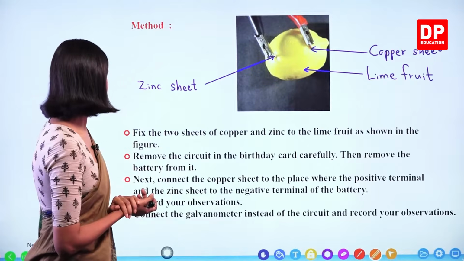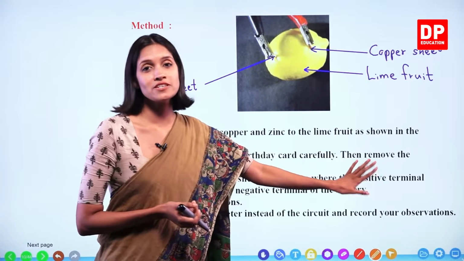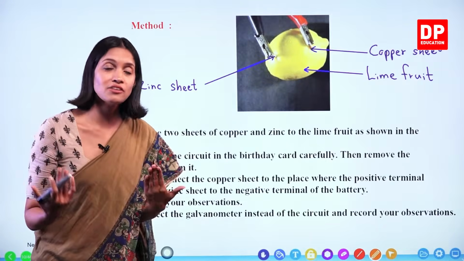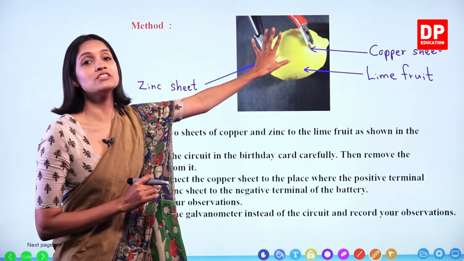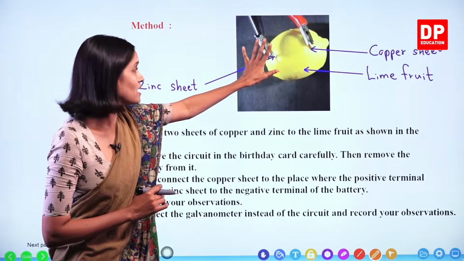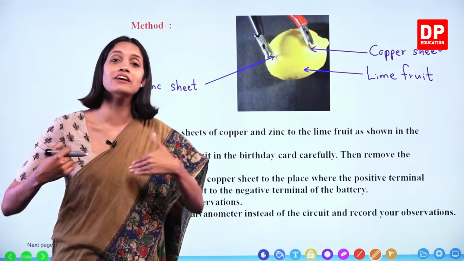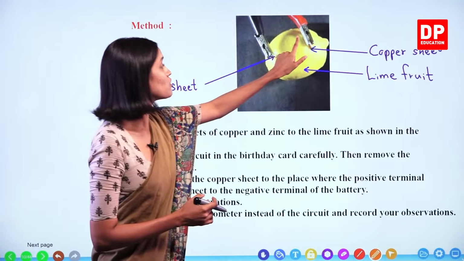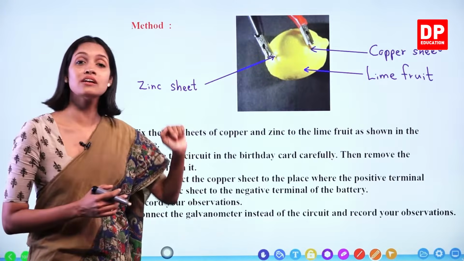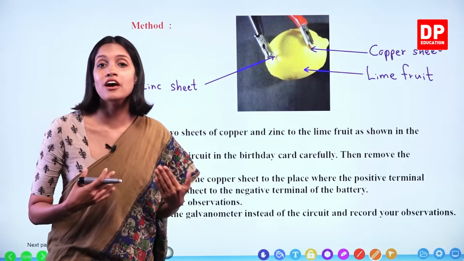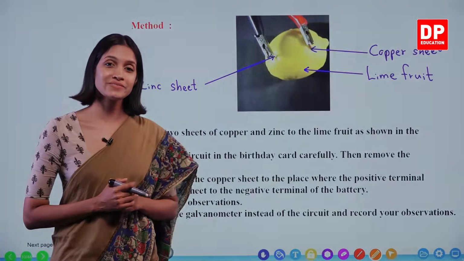Record your observations. Then connect the galvanometer instead of the circuit and record your observations. Then you have to remove the circuit from this setup and connect the galvanometer to this one. When you connect the galvanometer, you have to make sure the galvanometer also has two sides, positive and negative terminals. We must connect the copper sheet to the positive terminal of the galvanometer and the zinc sheet to the negative terminal of the galvanometer. And we have to observe what happens. Okay, children? We'll do that activity now.